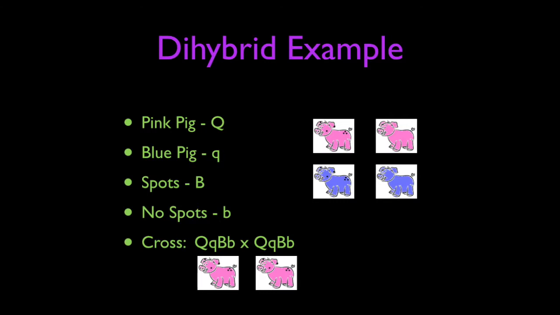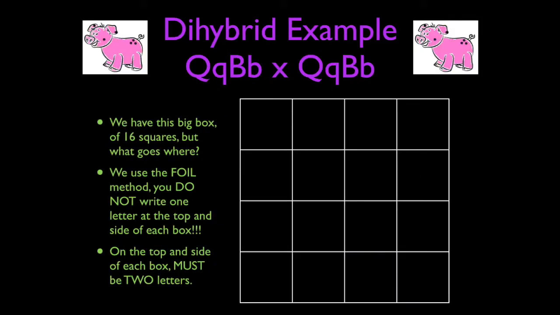So the cross that we're going to perform today is a heterozygous pink spotted pig crossed with a heterozygous pink spotted pig. And you can see the images that I have shown on the screen just to give you a visual as to what we're actually doing. The very first thing we need to do is draw out your 16 squares. It's going to take quite a bit of paper to do this. So you have your 16 squares, which I have on my PowerPoint as well.